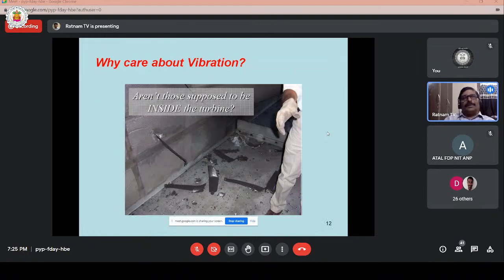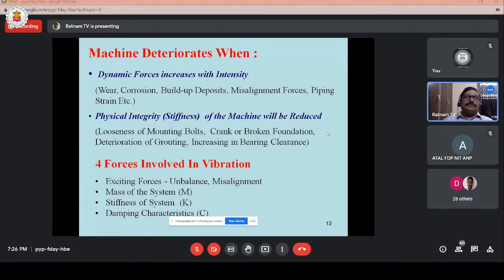So for example, this is a typical turbine. Blades have come out. This is a very dangerous scenario. You can see they are supposed to be inside the turbine, but they came out of the turbine. So it poses danger to the people working around the turbine. So this is to be taken care of in advance.